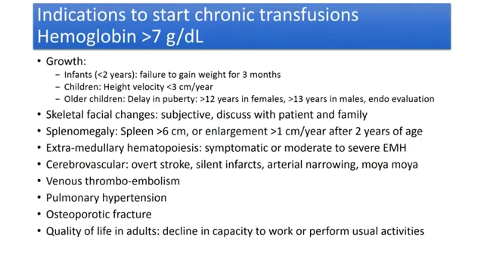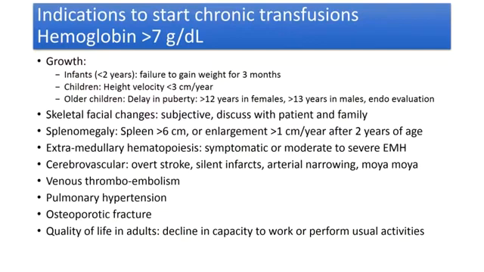But what if the hemoglobin is greater than 7? Yes, these individuals may also need to be started on transfusions, and the guidelines are over here, and these usually mean that the anemia is having a significant effect on physiology or quality of life. So if growth is being affected in infants, children, and older children, if there are significant skeletal facial changes, or if there's splenomegaly, so either the spleen is big or the spleen is enlarging rapidly, that is an indication to begin transfusions, or if transfusions are already being given, to maybe intensify transfusions.